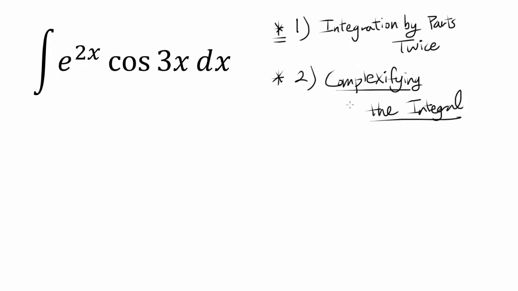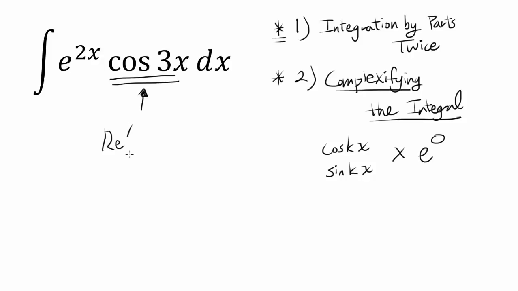The method of complexifying the integral is very useful if you have cosine of some kx, or sine of some kx, inside the integral multiplied by e to some power. Then complexifying the integral may be the technique that you can use. What we are going to do is start by realizing that cosine of 3x is the real part of e to the i times 3x power. For those of you not familiar with this, let me go through it really fast.